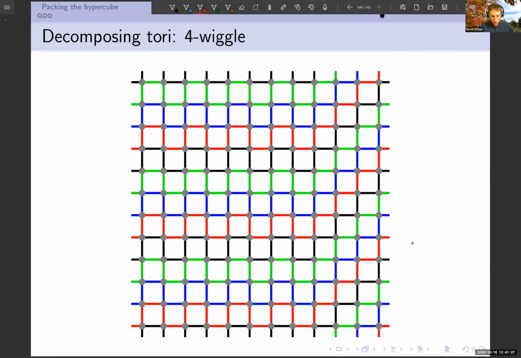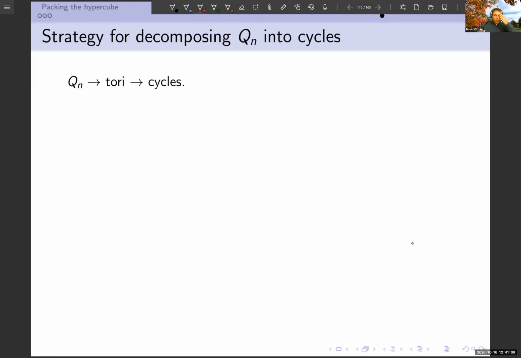Okay. So this gives us our high-level strategy for decomposing Qn into cycles. Start with a hypercube, and instead of going directly to cycles, first decompose into toruses, or tori, and then once I have tori, use my wiggle decompositions to decompose those into cycles.